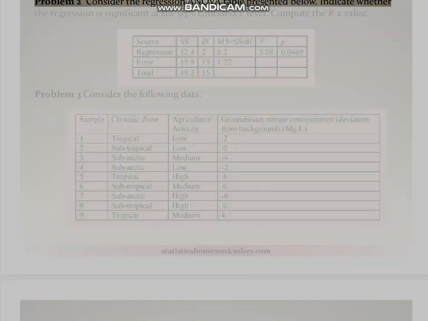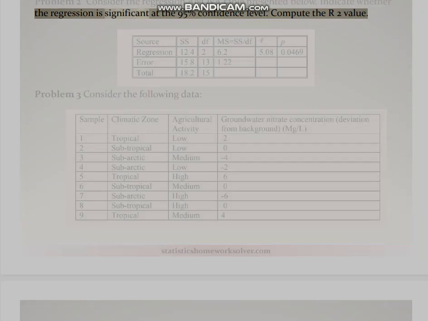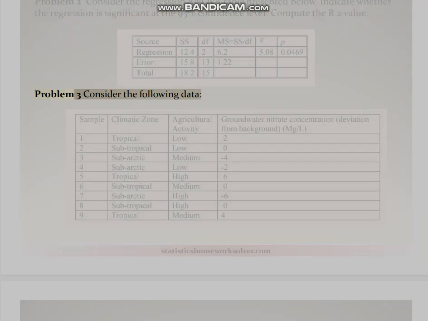Problem 2. Consider the regression ANOVA table presented below. Indicate whether the regression is significant at the 95% confidence level. Compute the R2 value. Problem 3. Consider the following data.